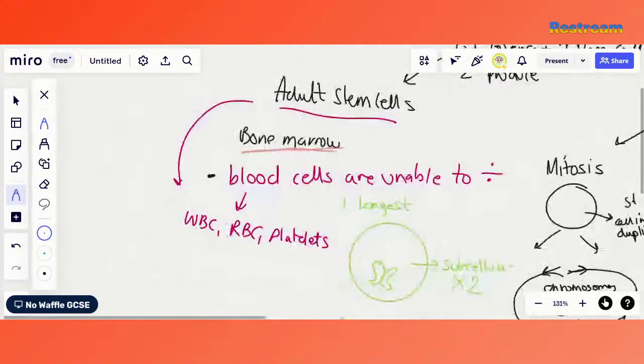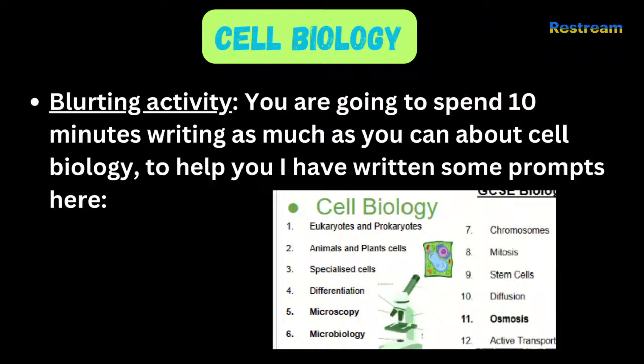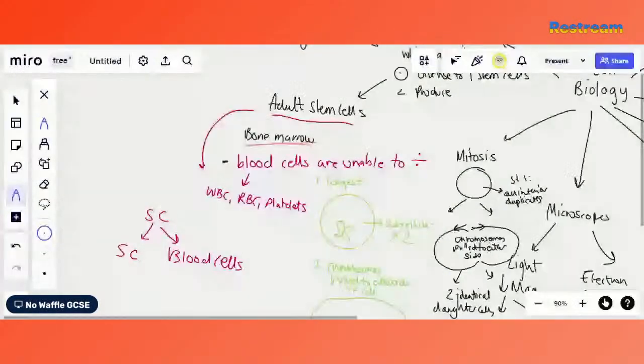What happens is every time the stem cell divides by mitosis, it forms another stem cell and then a blood cell. That's how it maintains its population, as well as giving rise to cells that are unable to divide. Okay, and we've talked about stem cells, and now let's just talk about transport. So diffusion, osmosis, and active transport.